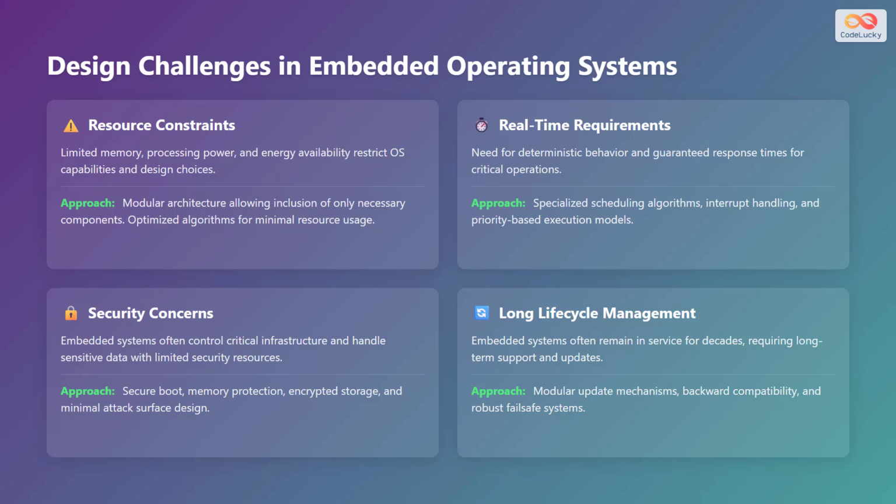Design challenges in embedded operating systems. First, resource constraints. Limited memory, processing power, and energy availability restrict operating system capabilities and design choices. The approach is modular architecture, allowing inclusion of only necessary components, along with optimized algorithms for minimal resource usage. Second, real-time requirements. The need for deterministic behavior and guaranteed response times for critical operations. The approach involves specialized scheduling algorithms, interrupt handling, and priority-based execution models.